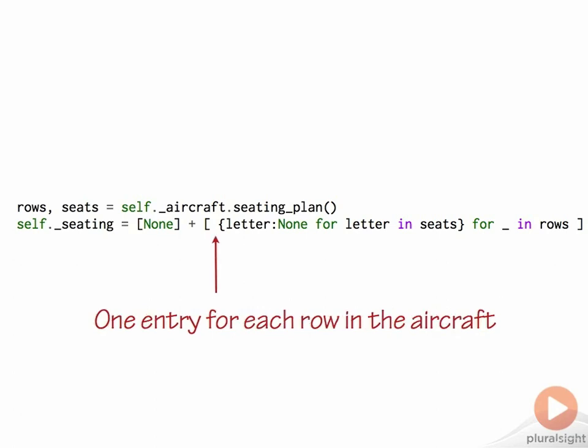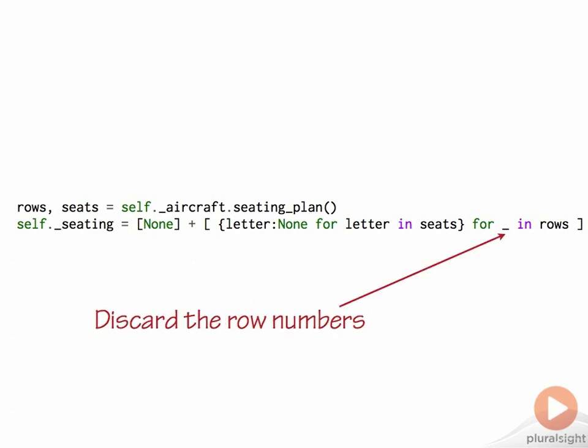To this single element list, we concatenate another list containing one entry for each real row in the aircraft. This list is constructed by a list comprehension which iterates over the rows object, which is the range of row numbers retrieved from the aircraft in the previous line. We're not actually interested in the row number, since we know it will match up with the list index in the final list, so we discard it by using the dummy underscore variable.